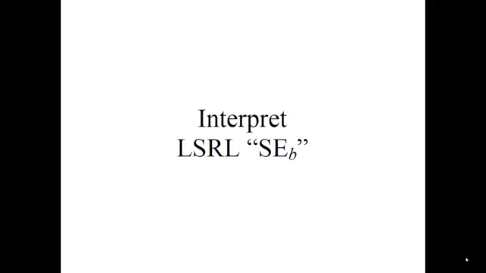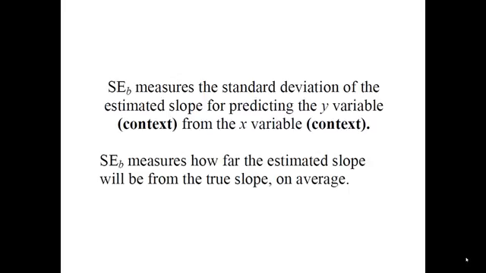Interpret the least squares regression line SE sub b. SE sub b measures the standard deviation of the estimated slope for predicting the y variable in context from the x variable in context. SE sub b measures how far the estimated slope will be from the true slope on average.